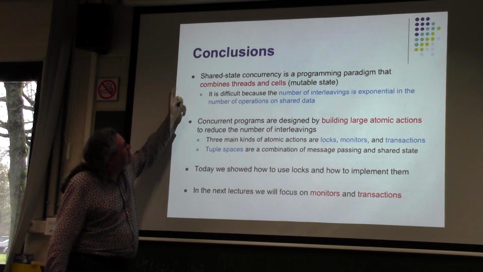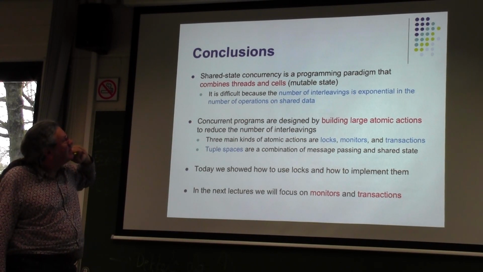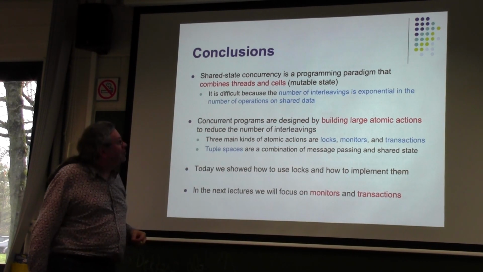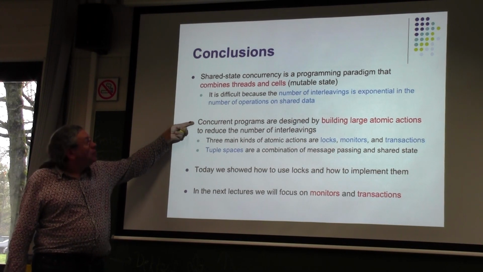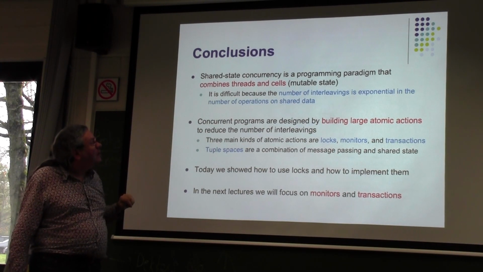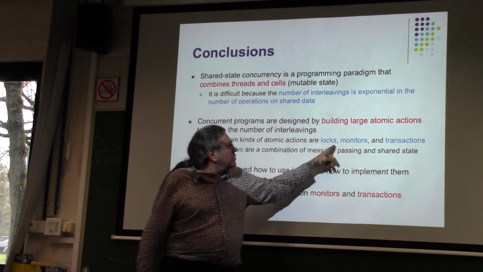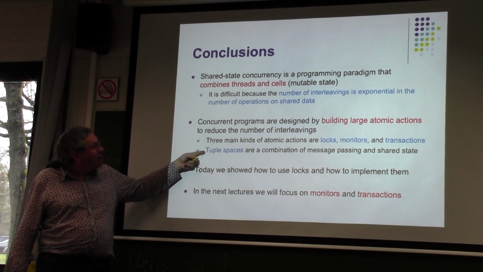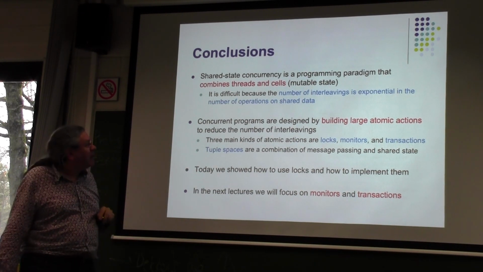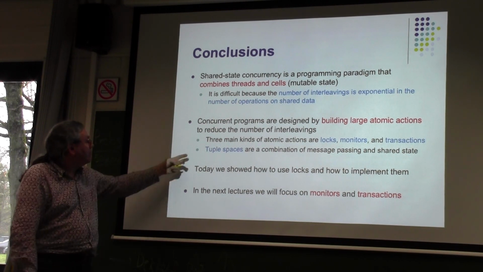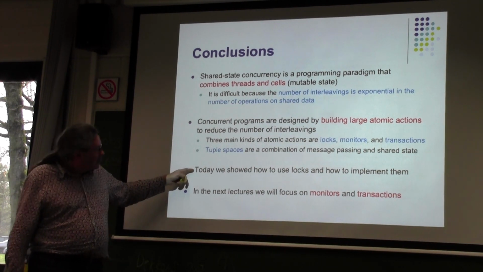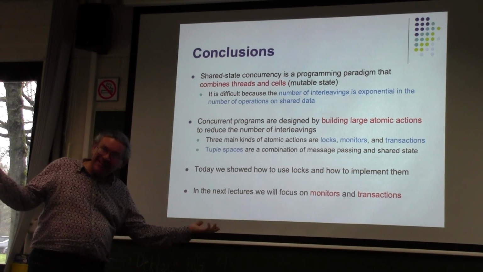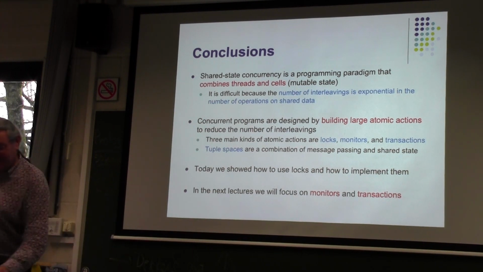Shared state concurrency we saw, combining threads and cells, but it's hard. The number of interleavings is exponential in the number of operations. Solution: build large atomic actions to reduce the interleavings. And three kinds are locks, monitors, and transactions. Tuple space is also a way of doing similar things to locks, okay? But also to communicate data. And today I showed locks, and next week I'll show monitors and then transactions. And that's all for today. Thank you. Voilà.